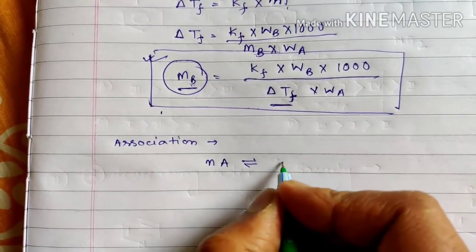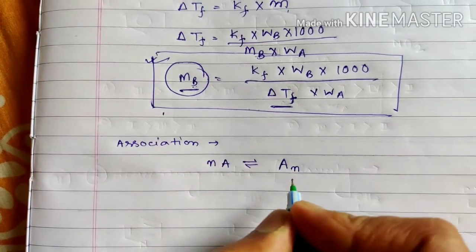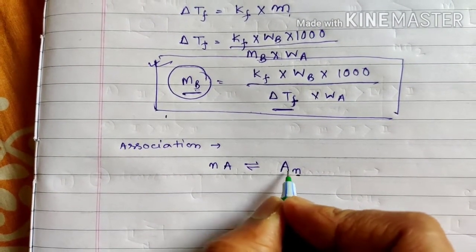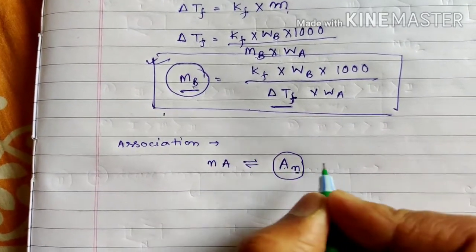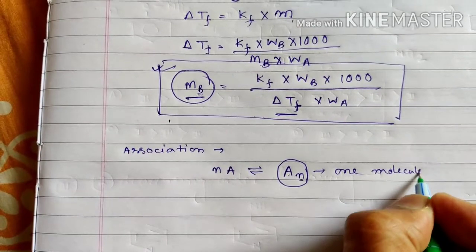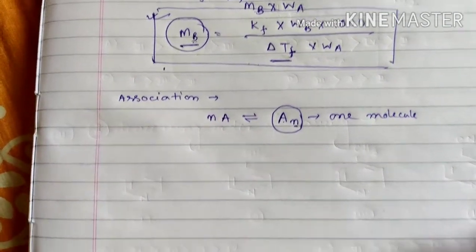In the solution, what will happen? They will give rise to A. Having n number of A will combine and will form this one. And this is only one molecule. Let us see a real life example.